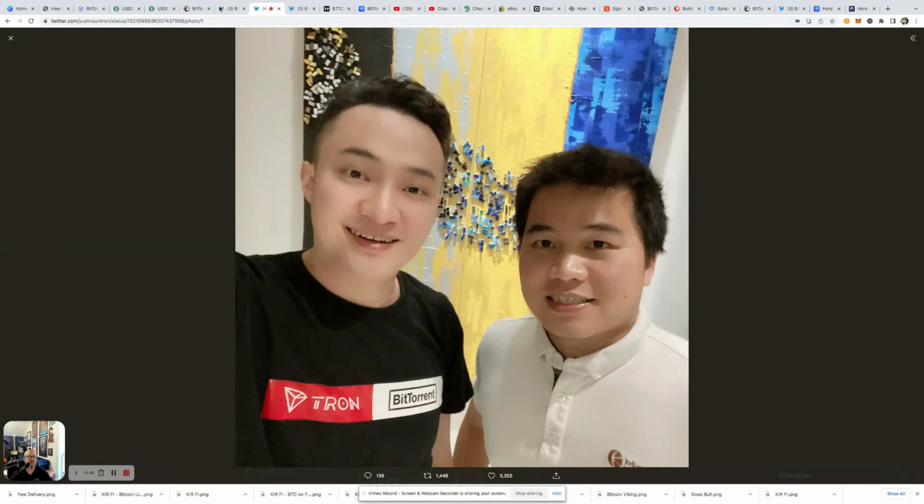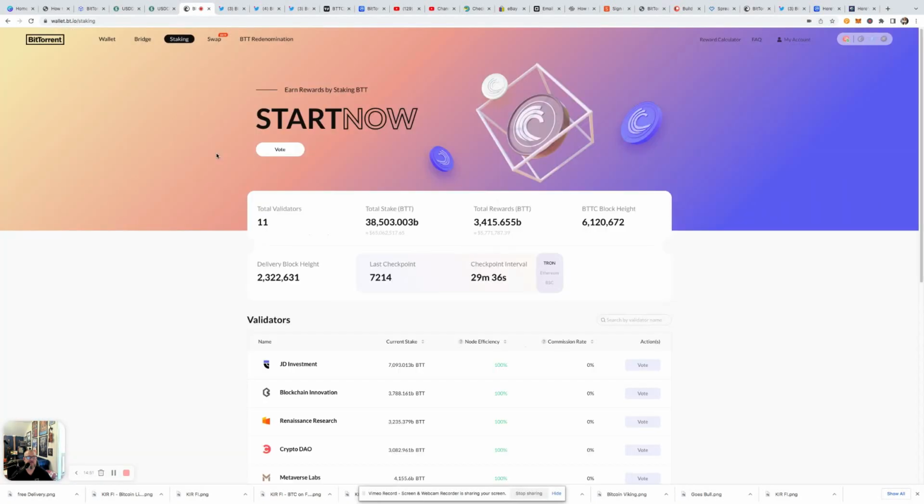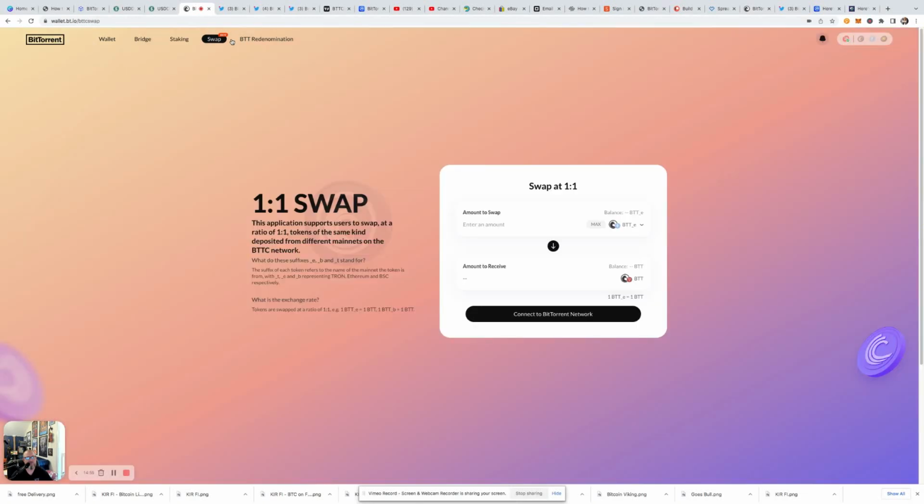So that's pretty cool. Now, I did want to go back to this page once more. So outside of this rewards calculator, let me show you something. So if you go up top here to where it says swap, and it says this is hot, right?